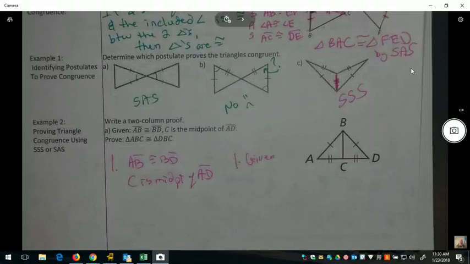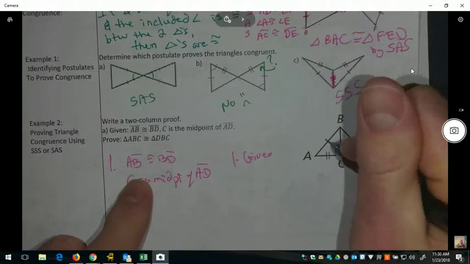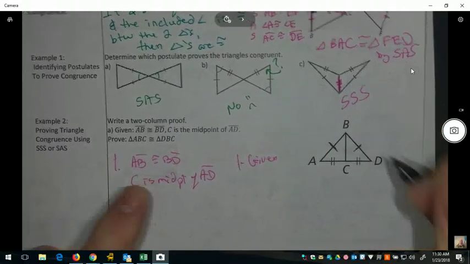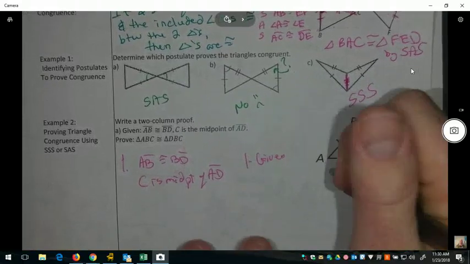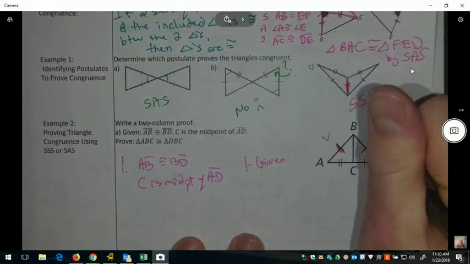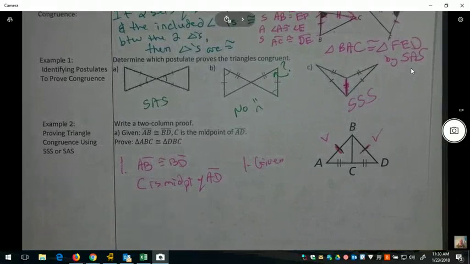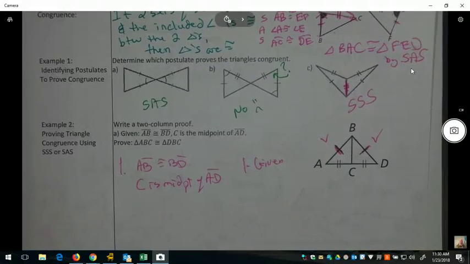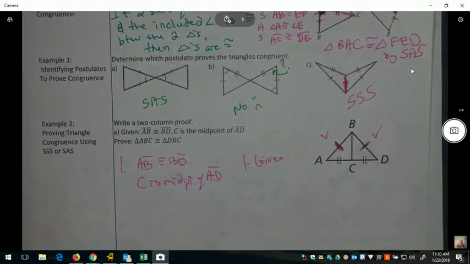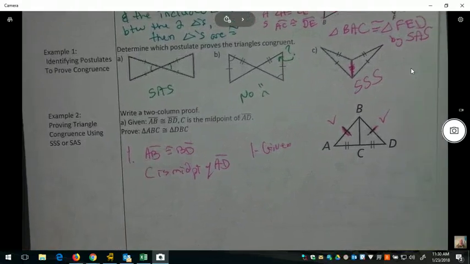Well, they do have a congruency statement here that AB and DB are congruent, so I will mark those and put a little check mark next to them because they're actually in the proof already. I don't have to make any statements about those sides. But that's the only set of sides I have.